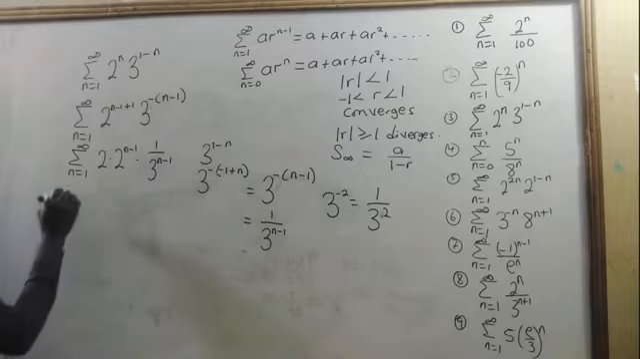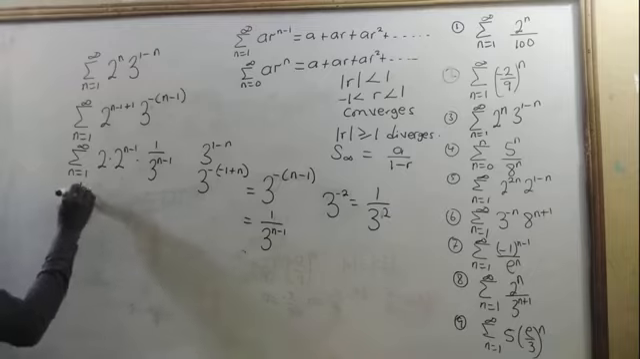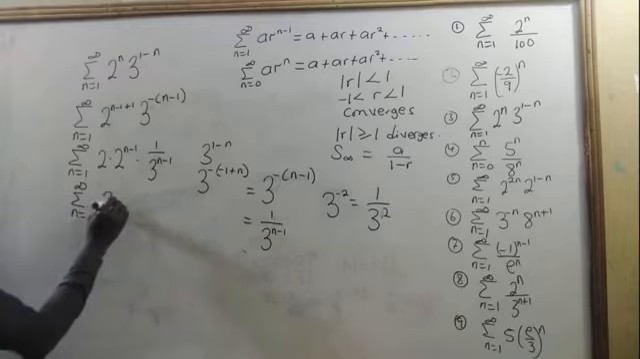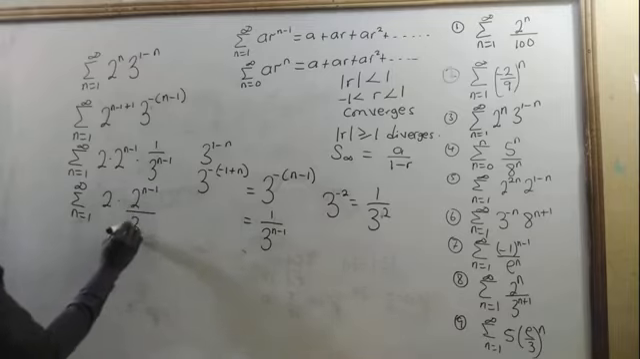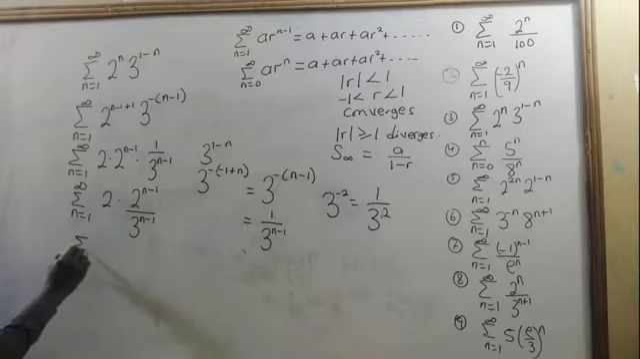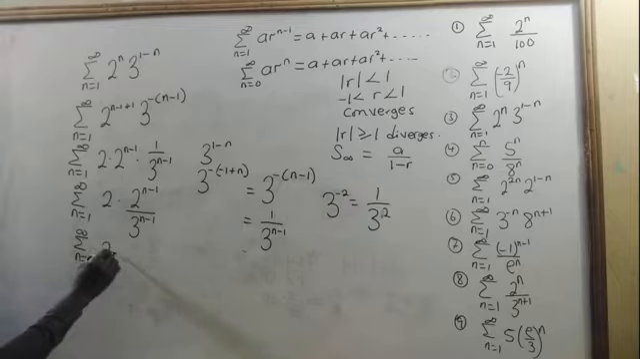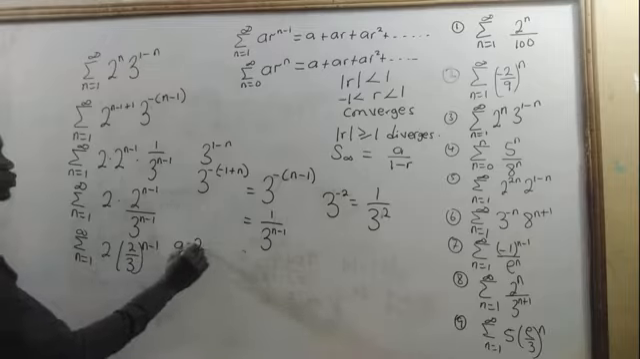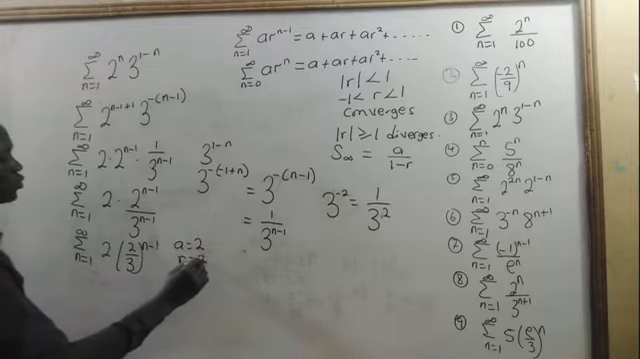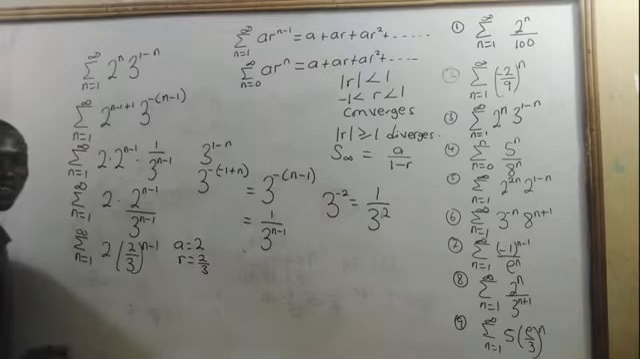So this is the same as summation from n equal to 1 up to infinity of 2 times 2 exponent n minus 1, all divided by 3 exponent n minus 1. And this will be given as summation from n equal to 1 up to infinity of 2 times 2 on 3, all to the power n minus 1. So here a is equal to 2 and r equal to 2 on 3. Very, very simple as that.